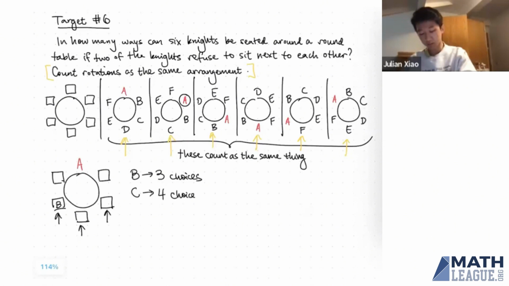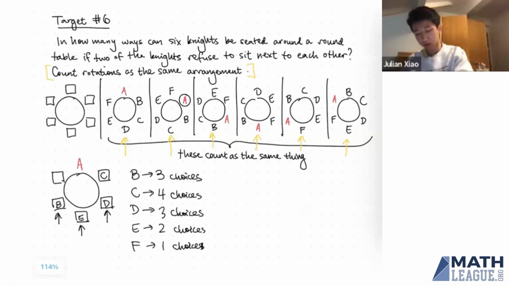So C, because C doesn't care where he goes, right? So C is going to have 4 choices remaining. So let's suppose that I put C in just any one of these seats. It doesn't matter which one. We'll see that now person D will have 3 choices left. And once D is seated, then E will have 2 choices, and F will now have 1 choice, the last seat. 1 choice.